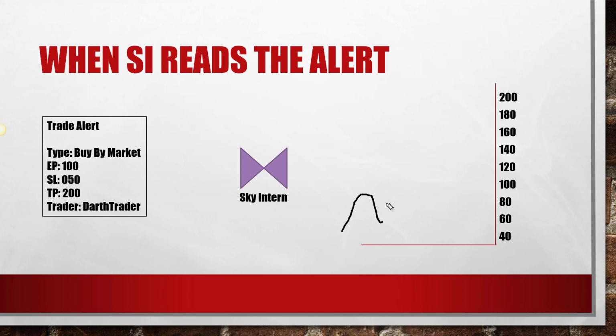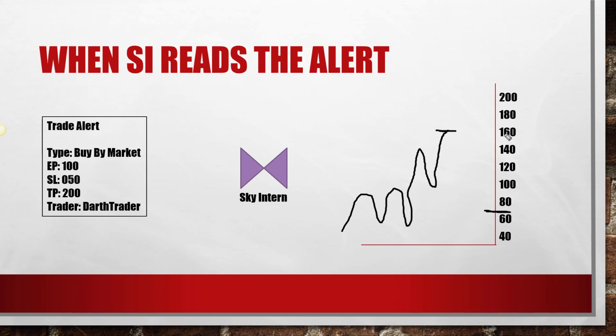The market's moving, there's the 100, market's moving right here. Let's say it goes to 1 right now, exactly when Sky Intern gets this trade. This is the only information it knows: entry price, stop loss, and take profit. Now again, your stop loss is right here. But now the market is right here, okay?